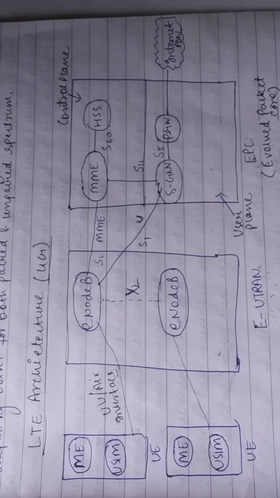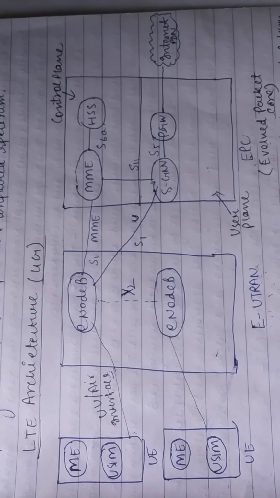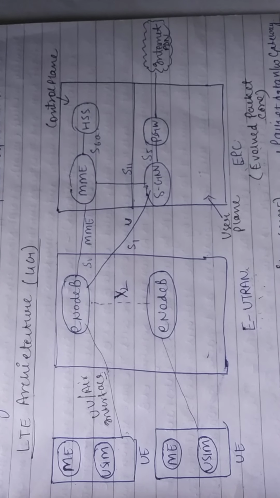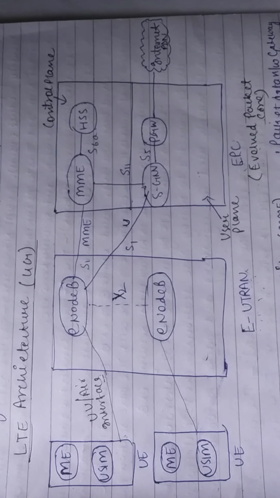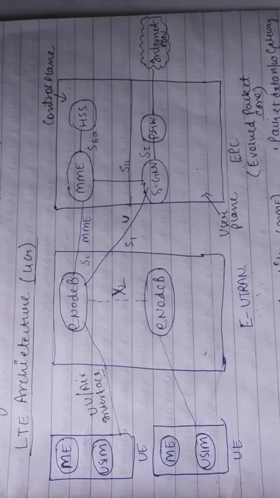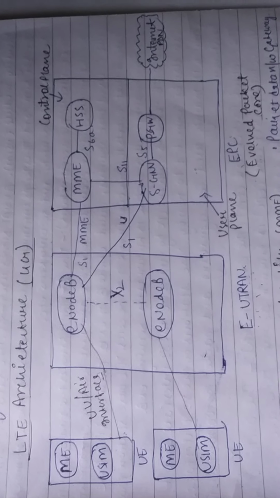Yesterday we discussed the introduction to LTE. Today we will discuss the LTE architecture. It is basically a 4G architecture. We have studied the 3G architecture, that is UMTS, and the 2G architecture, that is GSM. Now we will discuss the 4G architecture.